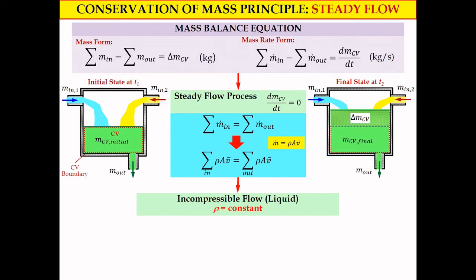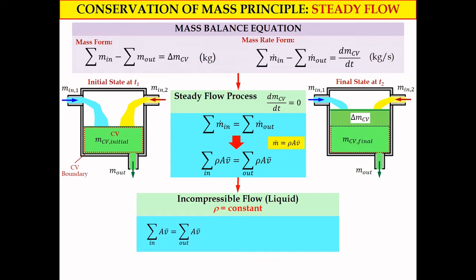Special for incompressible flow, especially for liquid, where throughout the process the density will be constant, we can simplify the equation further. Because the value of density is constant for the liquid, instead of rho A V bar, we have total A V bar in equal to total A V bar out.